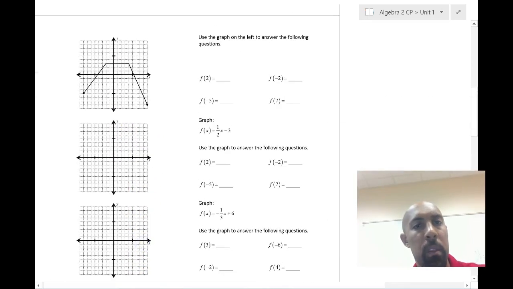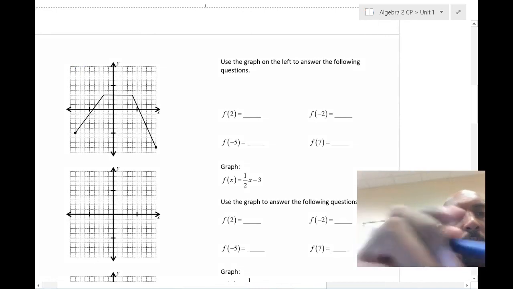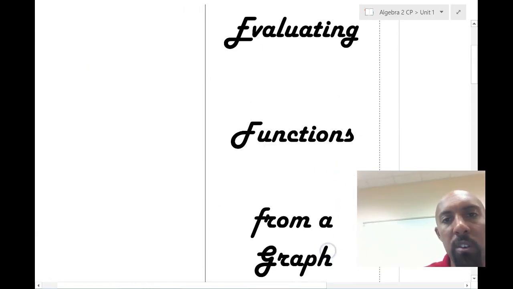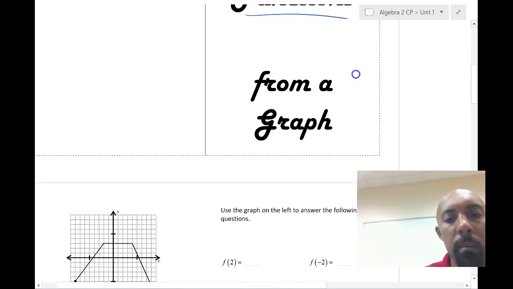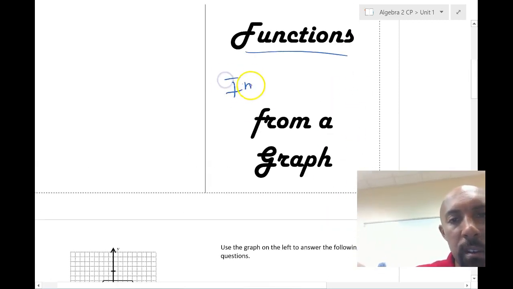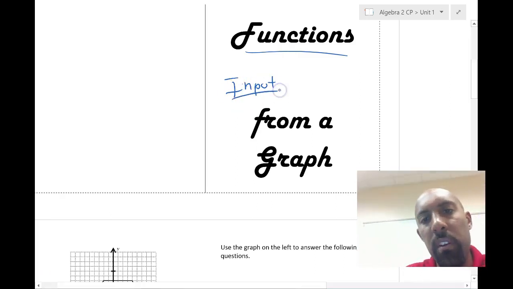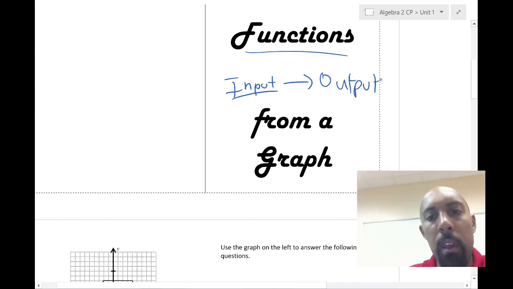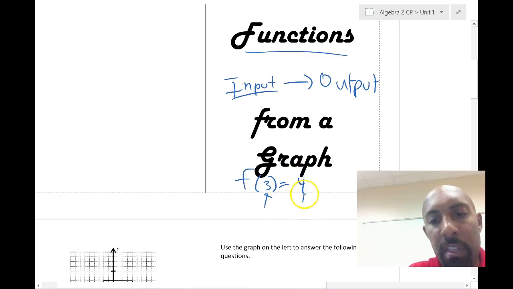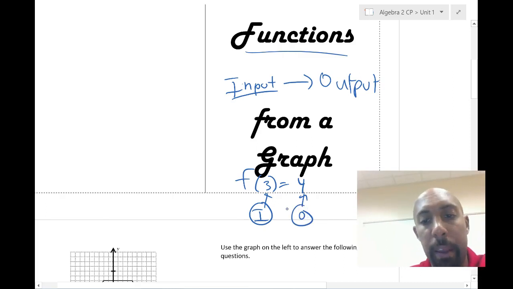Okay, so let's start. What we're trying to do is evaluate functions. When you evaluate something, that means you're going to start with an input, and then you're going to end up looking for the output. Now, when something's written like this, like f of 3, that's the input. And then let's say the 4 is written here. So that's the input. And the number that comes out after you plug it into the function, that's the output.